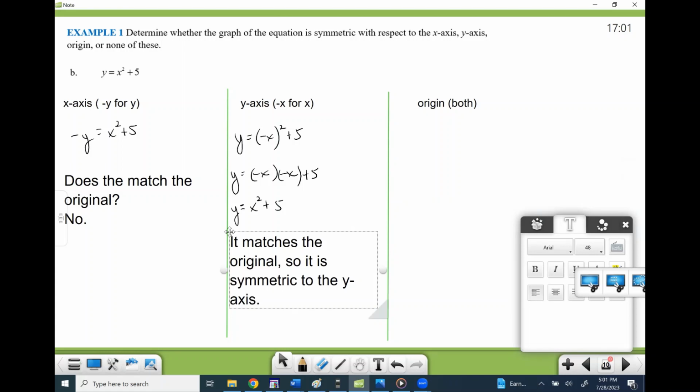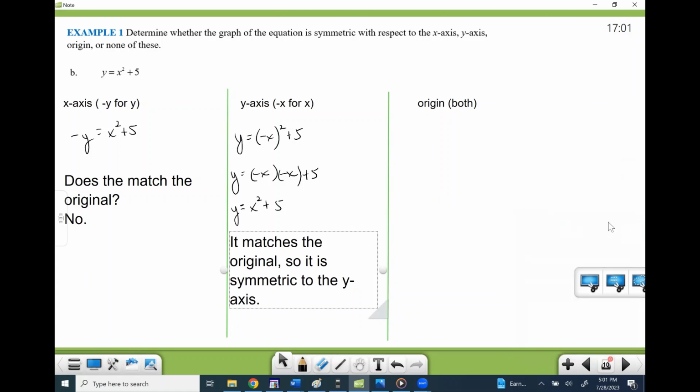Now, some of you might have known that if you know what the graph of x squared plus 5 looks like. But we'll get into that in a second. We'll come and graph it and we'll put it on here.